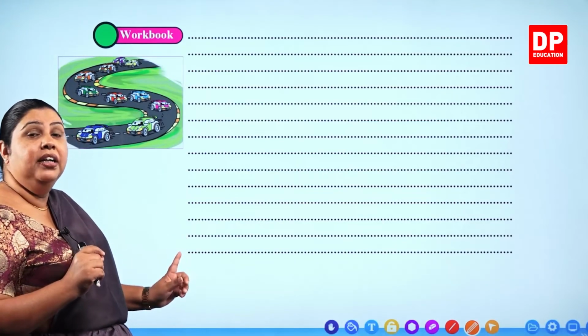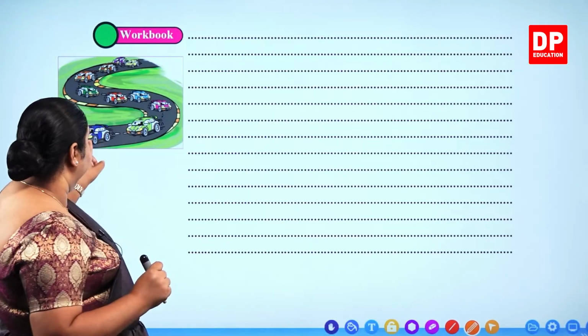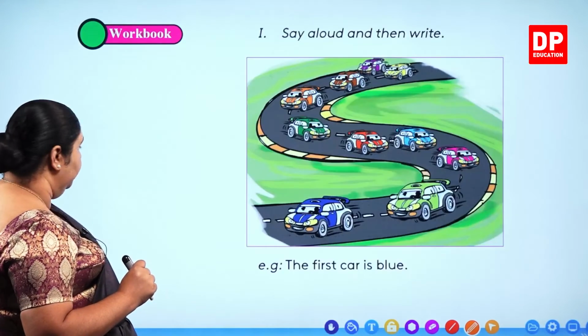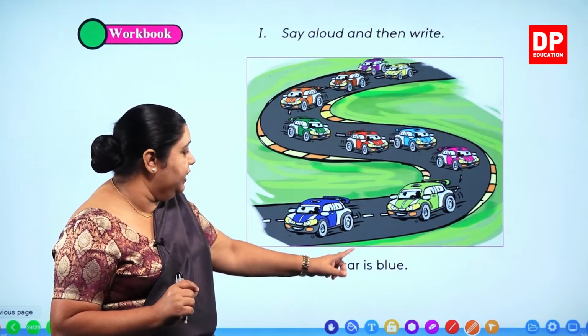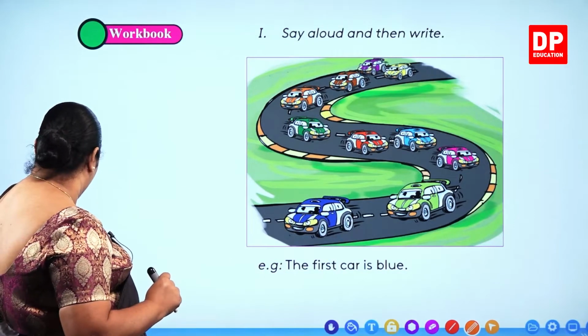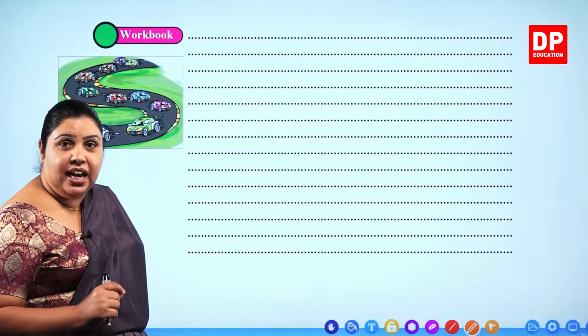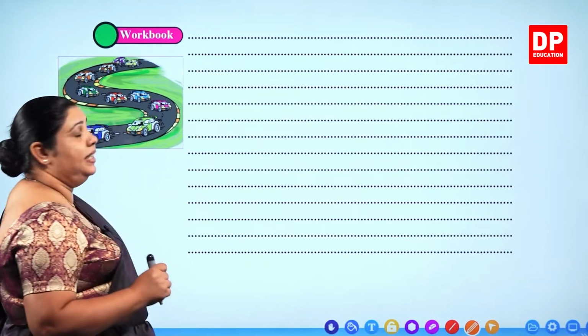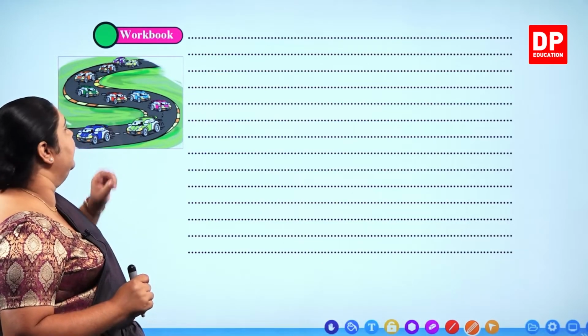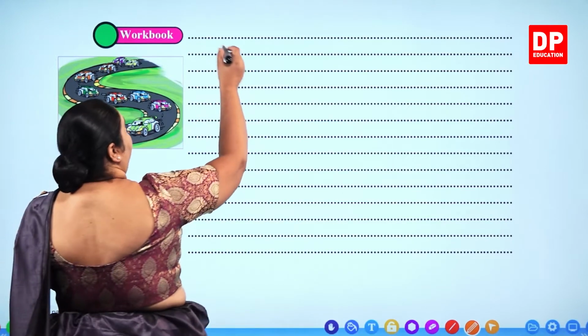The first one was done for you. The first car is blue. Can you see? The first car is blue. Now we have to write from the second one. So shall we start writing? What is the color of the second car? The second car is green. So you have to start writing now.